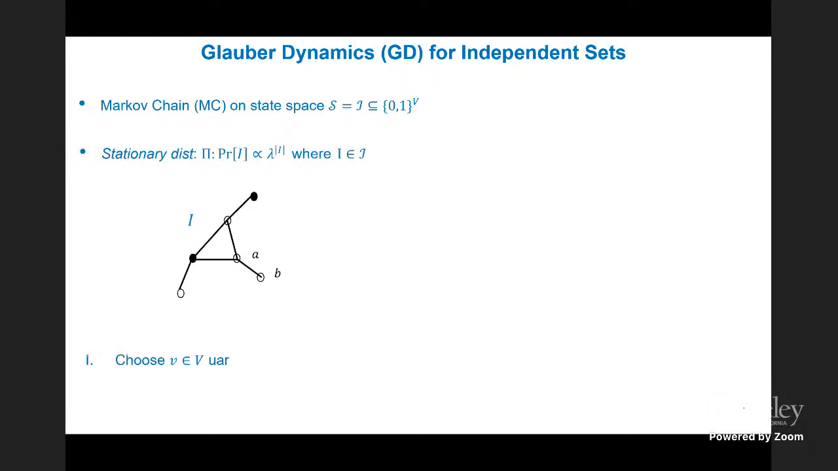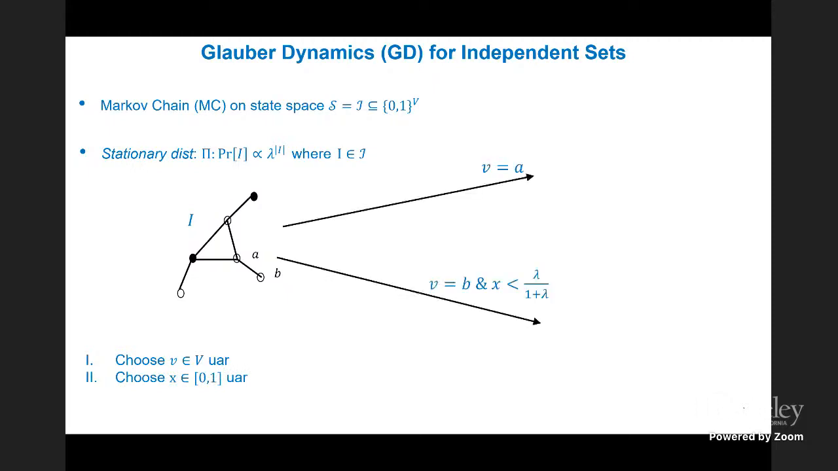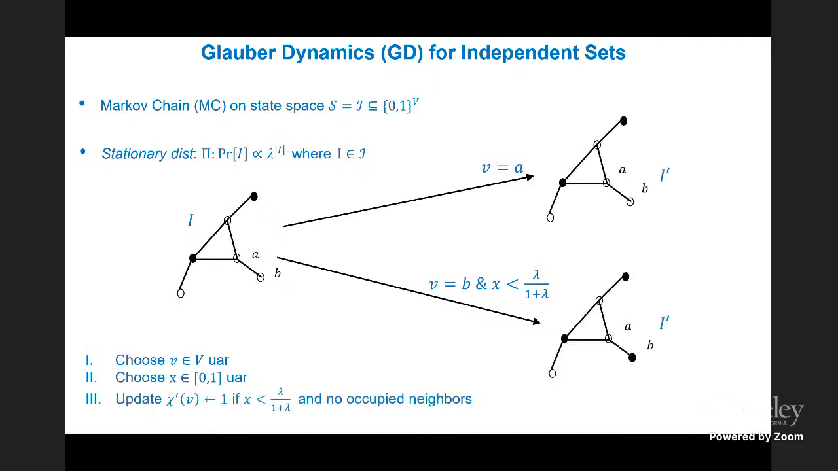Just very quickly, given an independent set I, it chooses a random vertex, and it chooses a random number x. Then depending on whether it can update A, so let's say it can update the randomly chosen vertex to be occupied, then it does so with probability lambda over 1 plus lambda. If it can't, in cases where it chooses the vertex A, there is no way to update the vertex A to be 1 because there's already a neighbor of A which is 1.